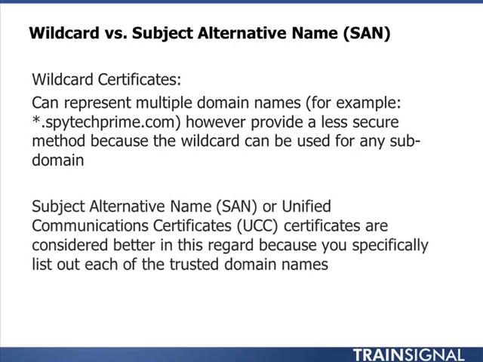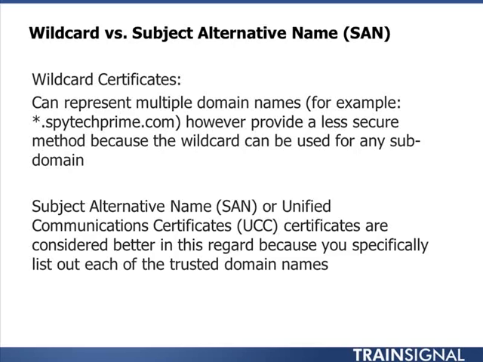The Subject Alternative Name, or SAN certificate, or they also call them Unified Communications Certificates, UCC, these certificates are considered better in this regard with regard to security because you specifically list out each of the trusted domain names. And so really, when setting up a production Exchange server, security should be a concern, and so you might want to consider going with a SAN certificate or UCC certificate as opposed to a wildcard certificate.